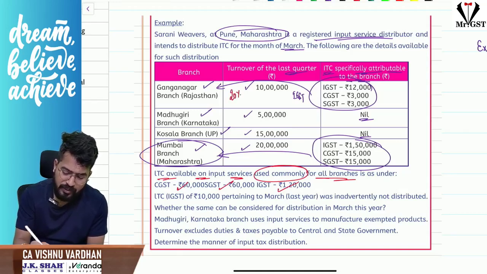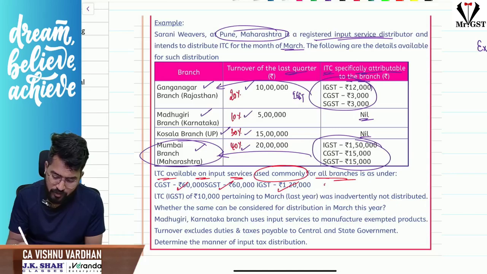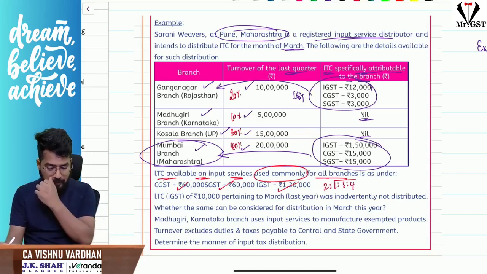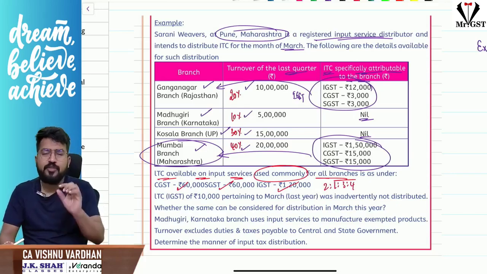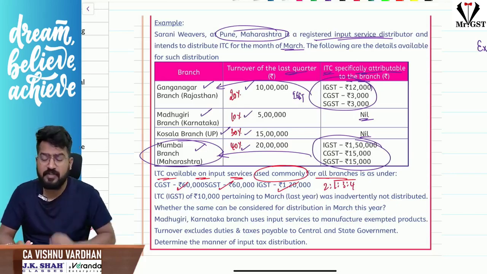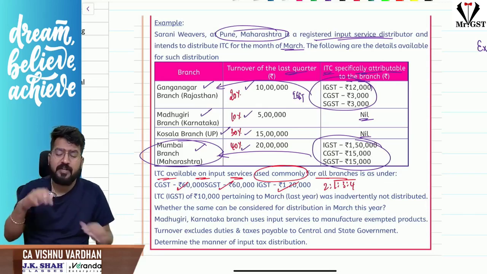So 20%, 10%, 30%, 40%. So they will split in the ratio of 2 is to 1 is to 3 is to 4. Okay, in that ratio they will split. So you just pause the video, try to get the answer for this. How much the credit will be distributed after distributing the credit?